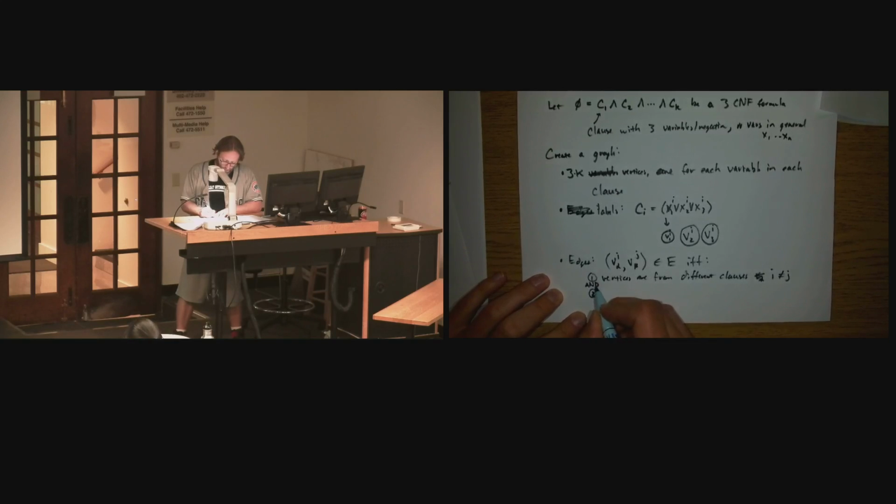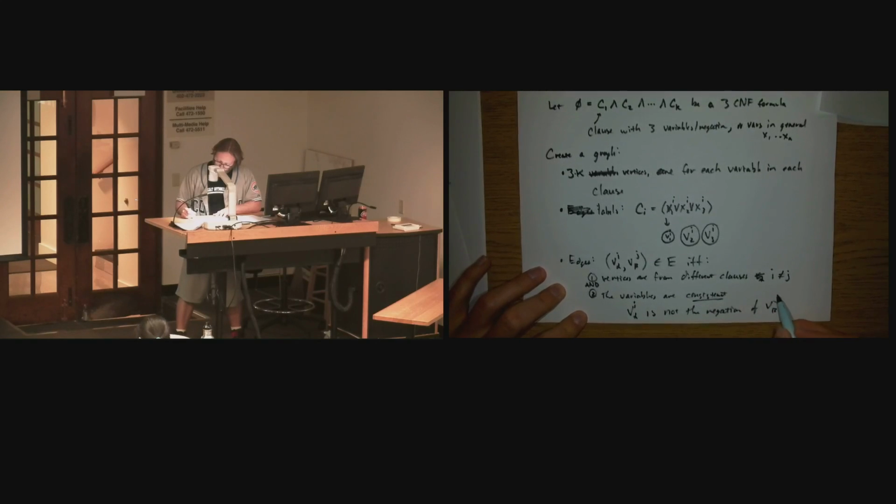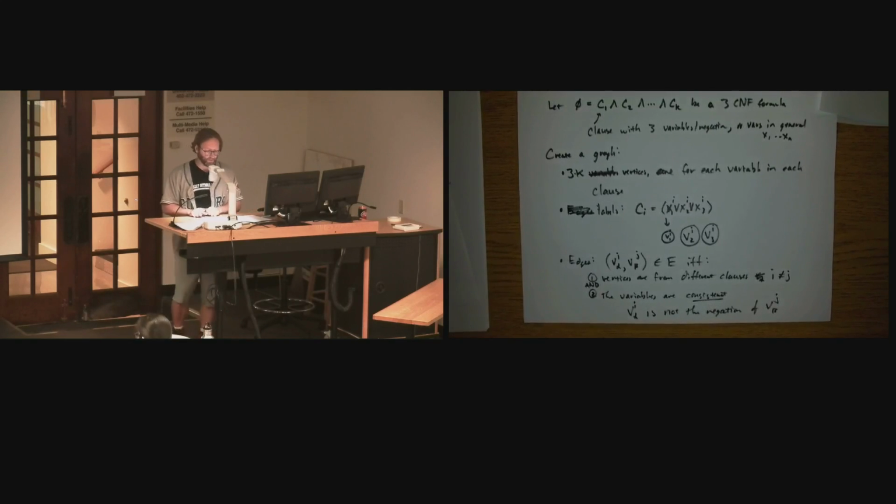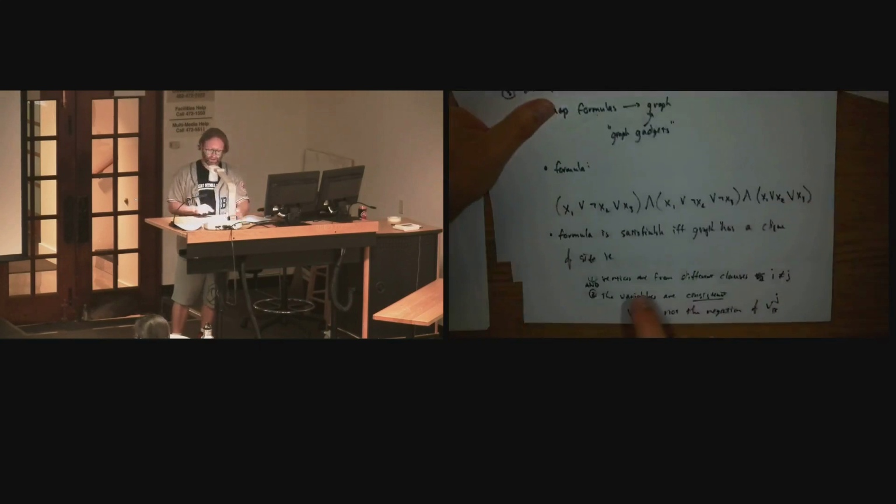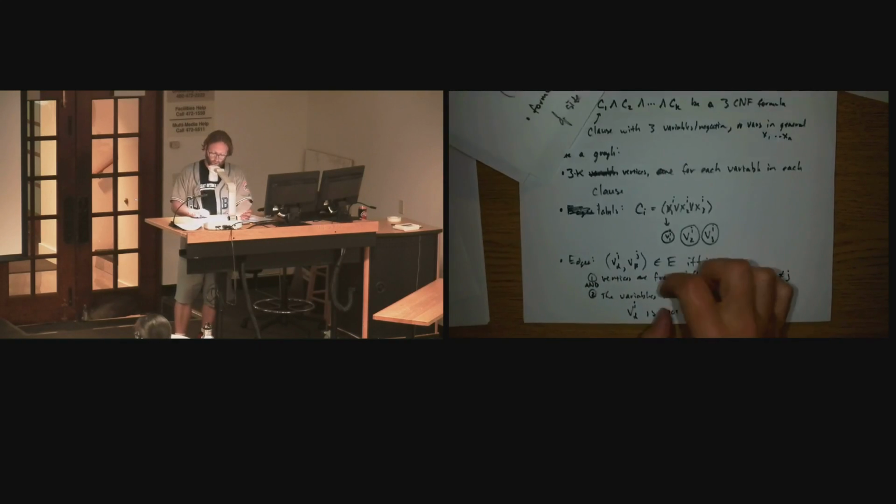And 2, the variables are consistent. What does consistency mean? It just means that v_alpha^i is not the negation of v_beta^j. So as long as they're not negations of each other. Now don't worry about this, because I'm going to go back to this example and let's actually generate a graph according to these rules.